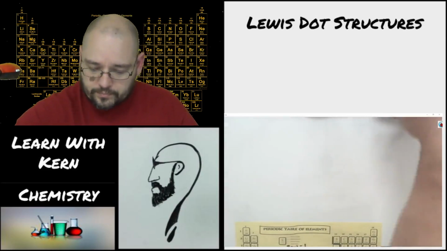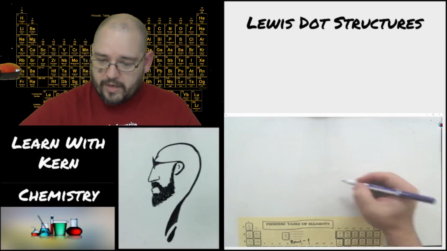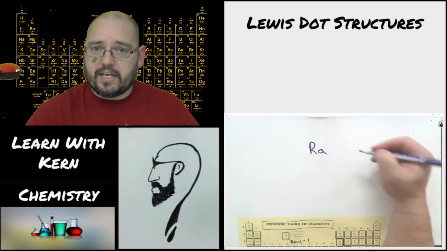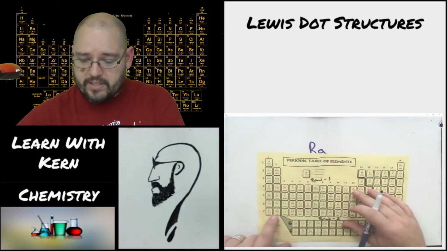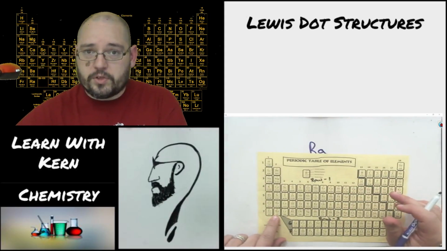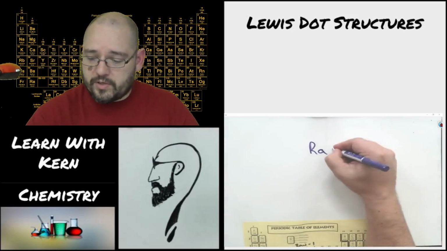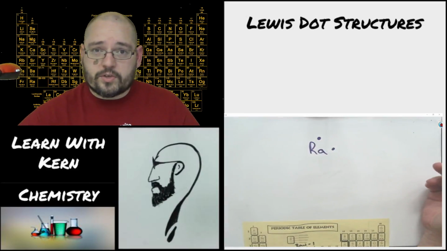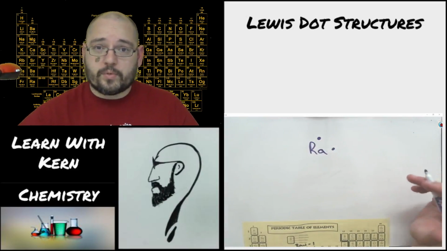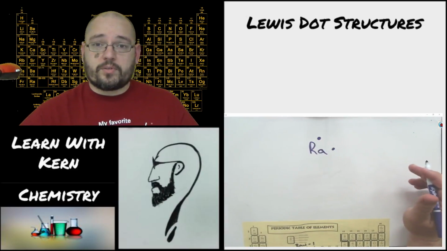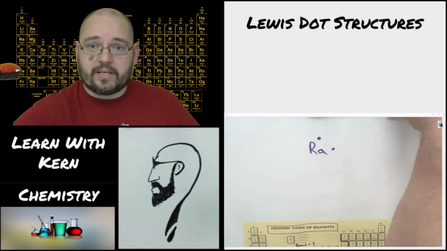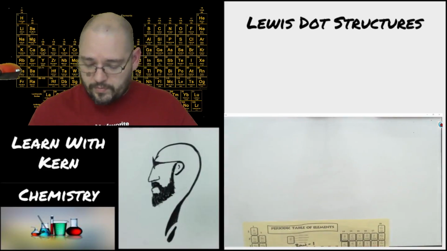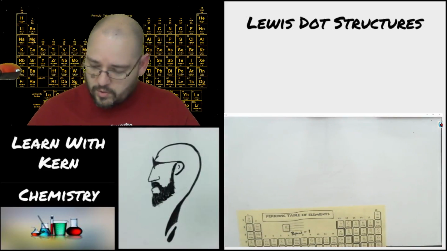All right. And so let's try radium. Radium is just Ra. And if you look at the periodic table, it's here in group 2. So it has 2 valence electrons. So 1, 2. That's it. These Lewis dot structures are really easy to draw. They're really easy to do. They're also really easy to screw up if you're not paying attention to the number of valence electrons. But they're really easy to do. And so let's do one more.